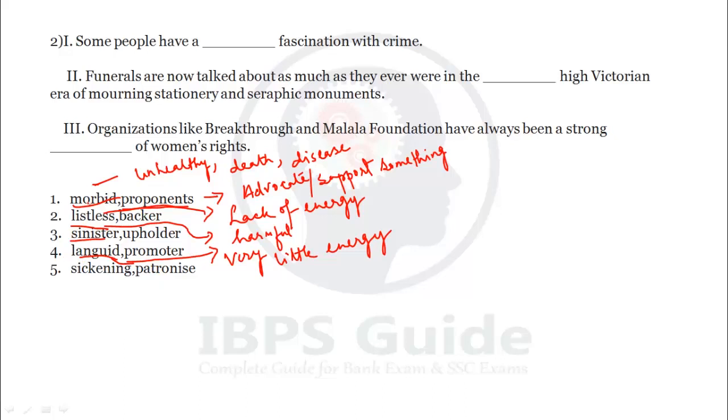Some people have a morbid fascination with crime, and funerals are now talked about as much as they ever were in the morbid high Victorian era of mourning stationery and seraphic monuments. And organizations like Breakthrough and the Malala Foundation have always been a strong support of women's rights. That's why proponents. So proponents of women's rights. So it is clear to us. The answer will be 3.